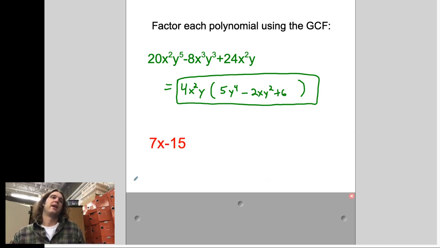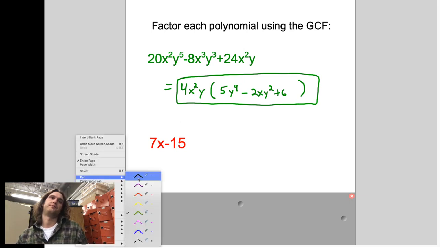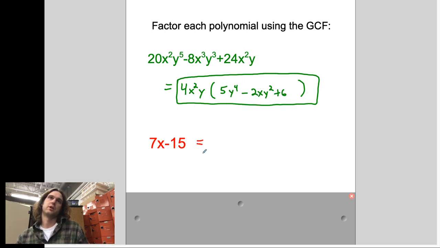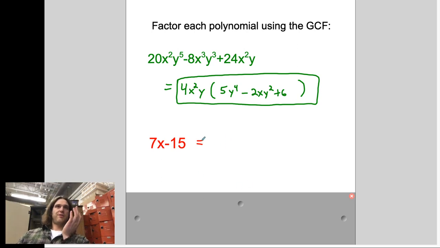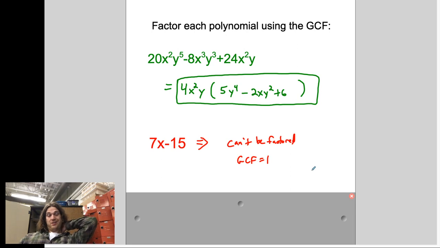Okay, what about this one in red? There's an issue here. Doesn't matter what we do, they have no common factors. 15 is 3 times 5, 7 times x. There's nothing that they share. So when you have one that's like this, we say that it can't be factored. Its greatest common factor is equal to 1. 1 is the largest number I can divide both terms by.